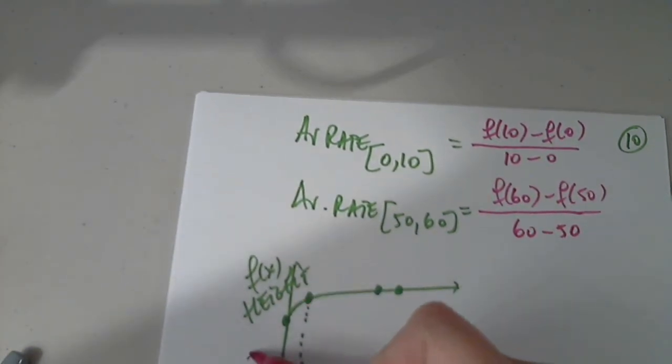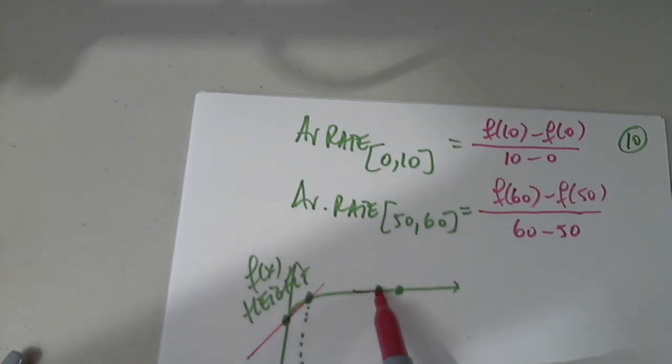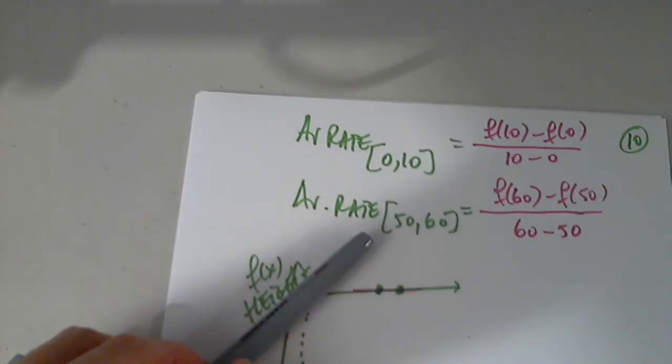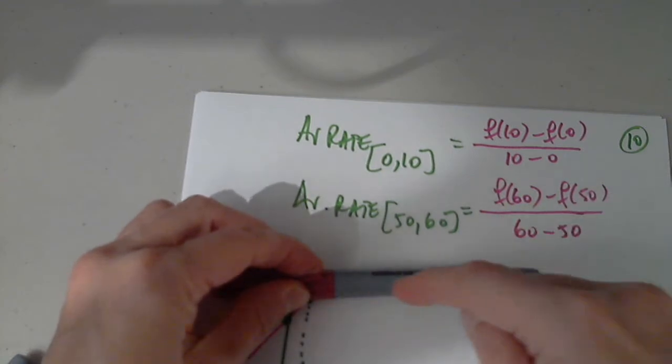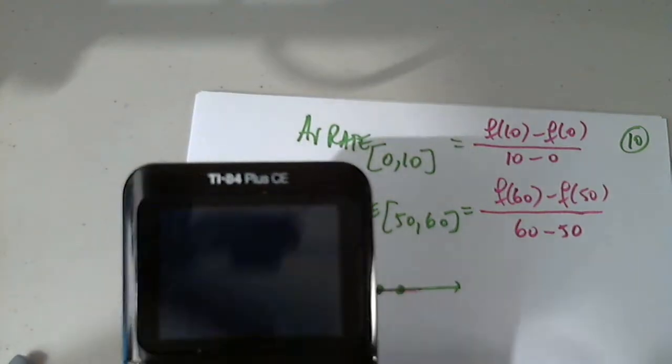Now, here's the line through the first 2 points, and here's the line through the second pair of points. Which of these two do you think is higher? Which rate of change will be higher? The one between 0 and 10 or the one between 50 and 60? 0 and 10, of course. Look at the slope. Very good.